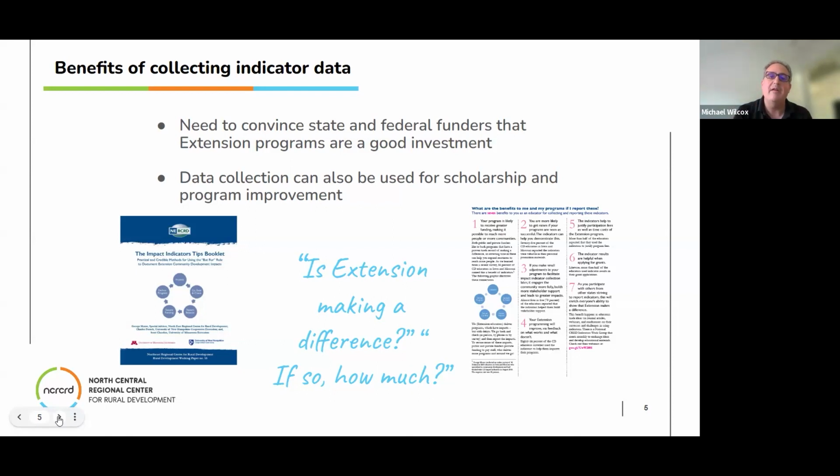And so part of the benefit of being there and telling our story and representing our story is so people can understand that while we're small, we are mighty, and they need to hear the great stories that we're doing. And so they need to understand the collective impact. By understanding the collective impact, we can then convince state and federal funders that extension programs are a good investment, especially those related to community resource and economic development. And then also the data collection can be used for scholarship and program improvement for sure.